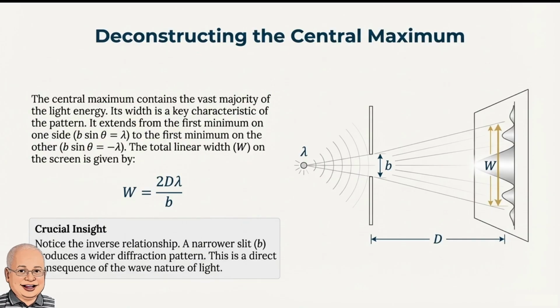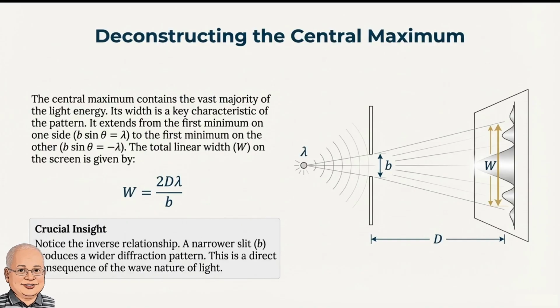Now let us try to deconstruct the central maxima. Let us focus on the central maxima. The central maxima contains the vast majority of light energy. Most of the energy is focused on the central maxima. Its width is a key characteristic of the pattern. This extends from the first minima on one side, b sin theta is equal to lambda, to the first minima on the other side, b sin theta is equal to minus lambda.